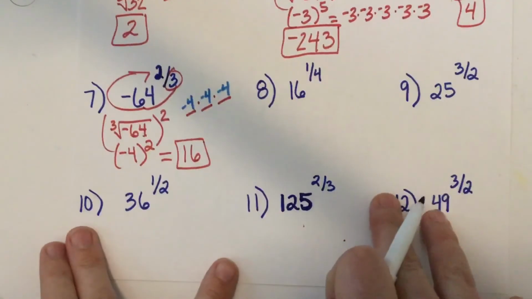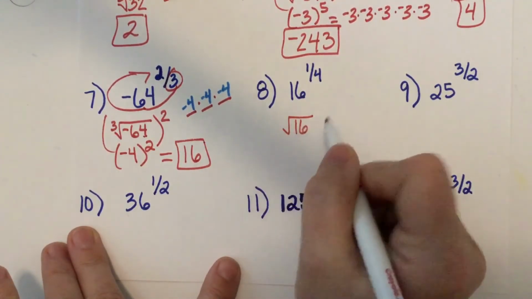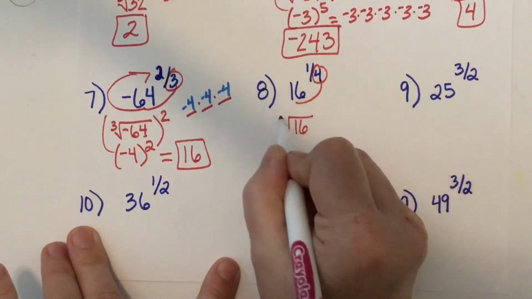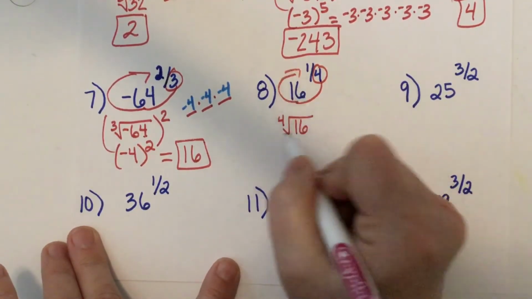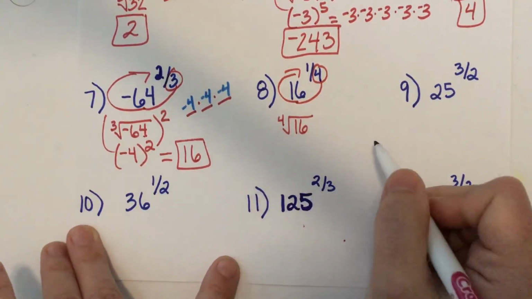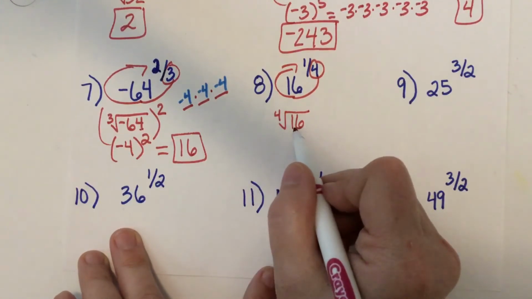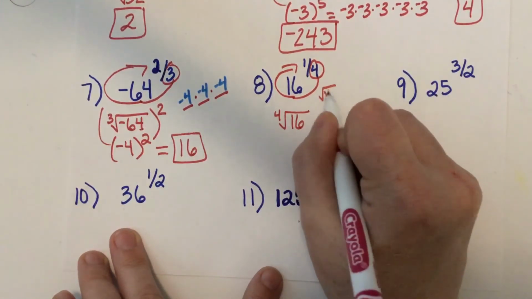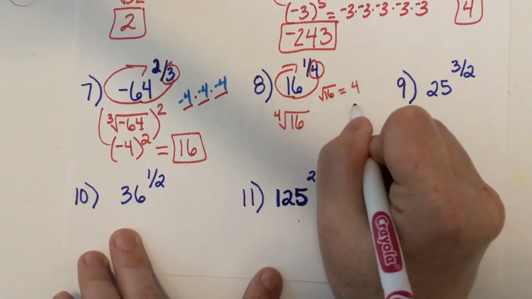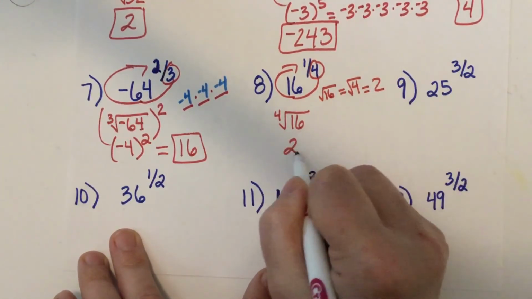Okay, number 8. This is telling me to take the 4th root of 16 and raise it to the 1st power. But raising anything to the 1st power doesn't do anything. So remember, I taught you a trick earlier. If you ever want to do 4th root, just take the square root twice. What's the square root of 16? 4. And then what's the square root of 4? 2. So the answer is 2.